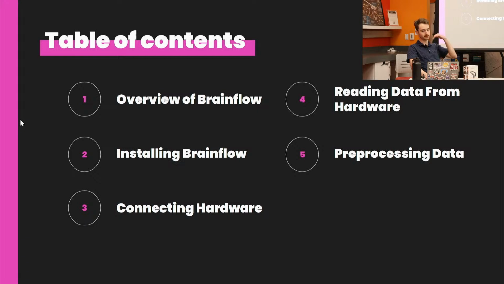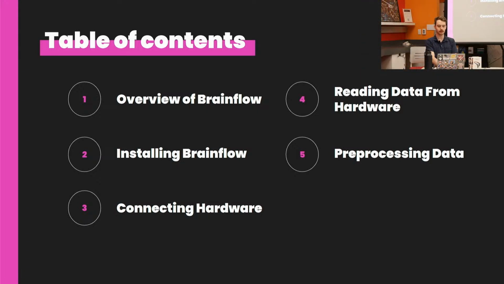So just an overview of what we're going to be going over. First off, I'm just going to talk about what BrainFlow is. Then I'm going to talk about how you can install BrainFlow. I'm going to specifically focus on Python, but as we'll see, there's many other languages that you can use BrainFlow with. Then I'll talk about how you can connect your hardware to BrainFlow, and then how you can read data from your device. And then finally, I'll talk about some of the pre-processing functions and other libraries that you can use with the data that you have read from your device.